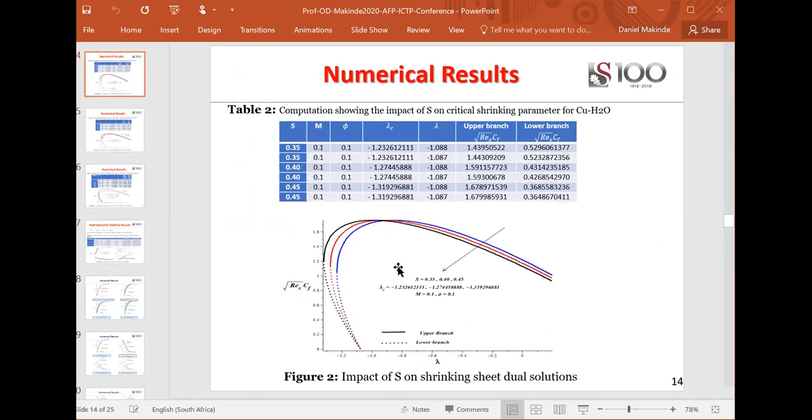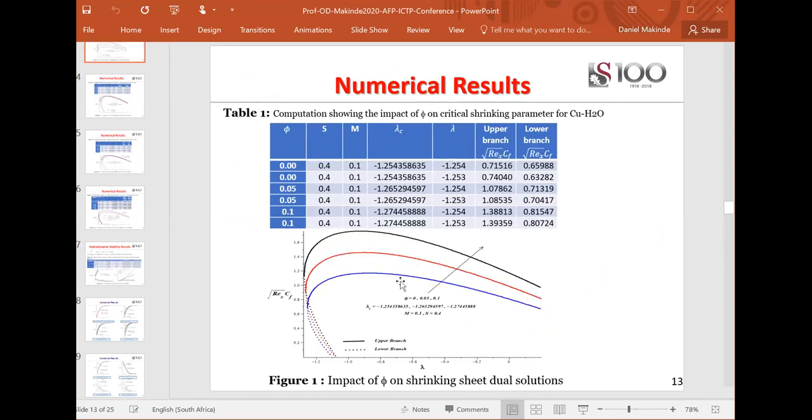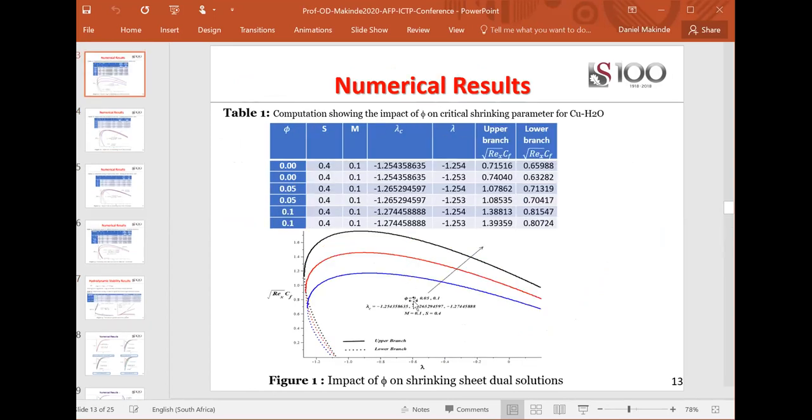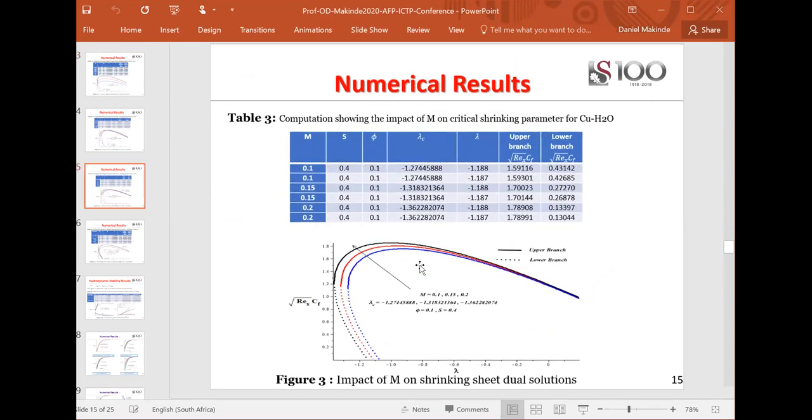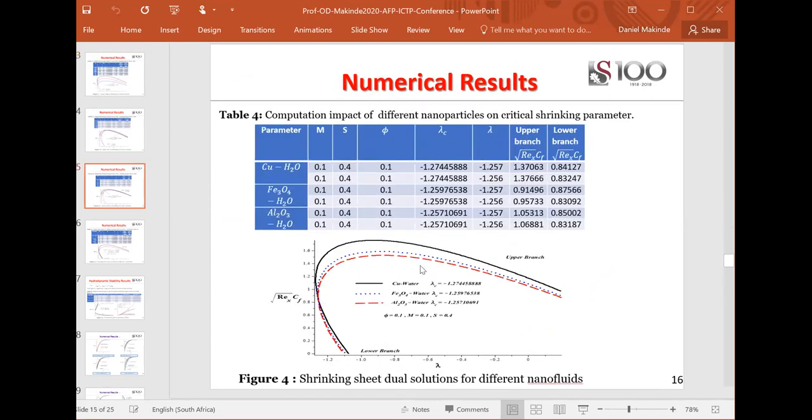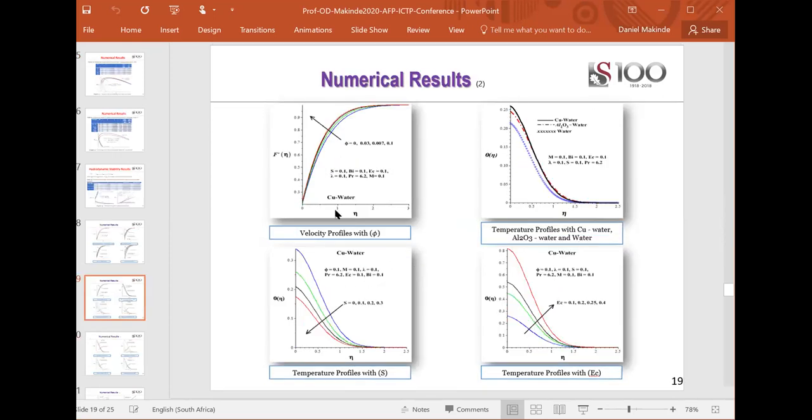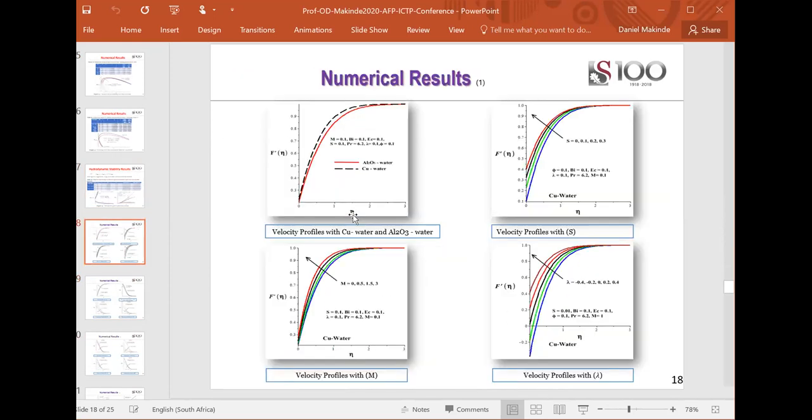What are we saying? The solution you have here is saying that if you have nanoparticles in the fluid, you are going to get a better cooling rate. At the same time, you are going to have more skin friction, which is the effect of the fluid on the surface. However, you get a better cooling rate. That is what we have under the velocity profile here.